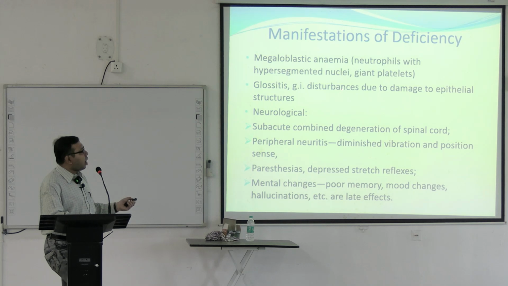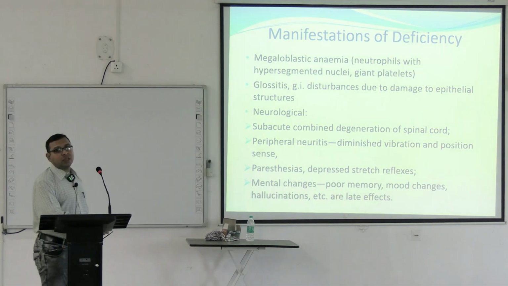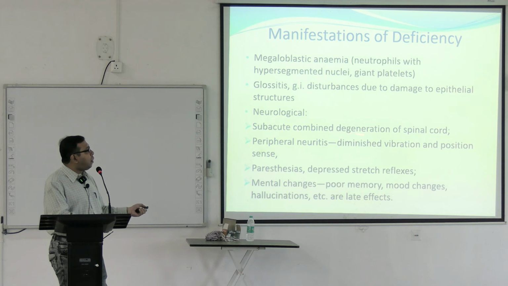Glossitis, that is because of disturbance due to the damage to epithelial structures. So when there is vitamin B12 deficiency, epithelial structures are also damaged. Physical symptoms, this is quite typical and quite detrimental, like subacute combined degeneration of the spinal cord can happen due to vitamin B12 deficiency. Peripheral neuritis, very common.